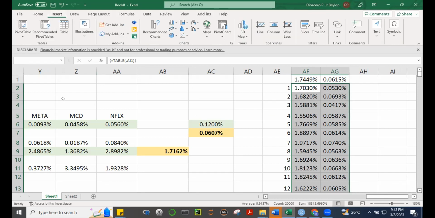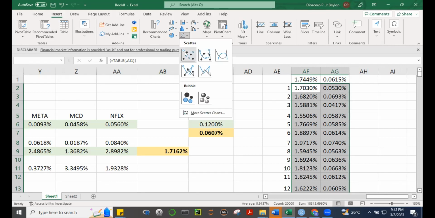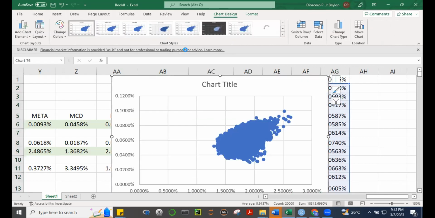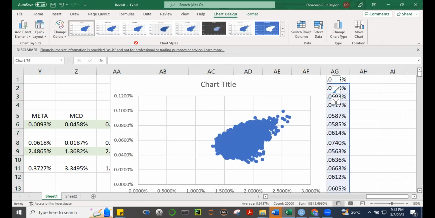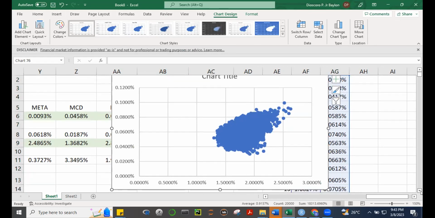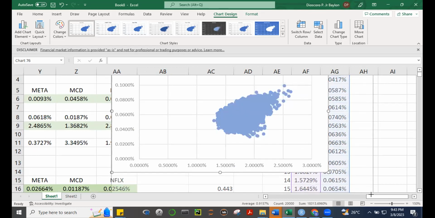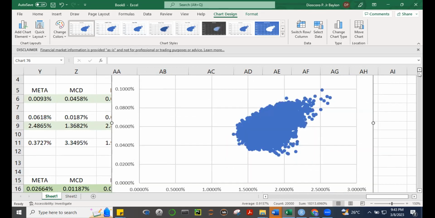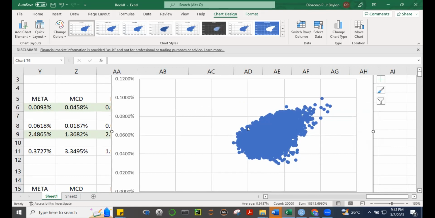So let's insert a scatter plot. This is just so, because you might not be able to keep up. So insert scatter plot. Okay, let's see, this is our scatter plot. Let me just fix this. It doesn't look good, we can't see the efficient frontier.